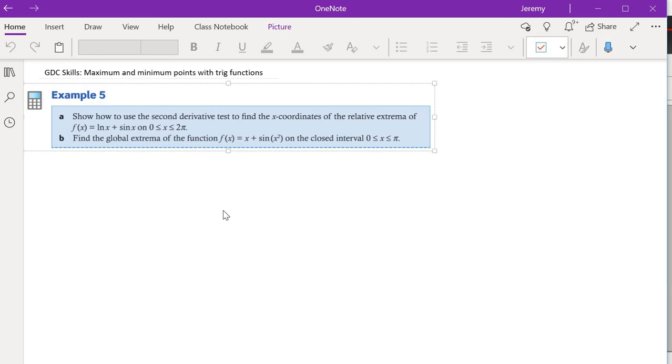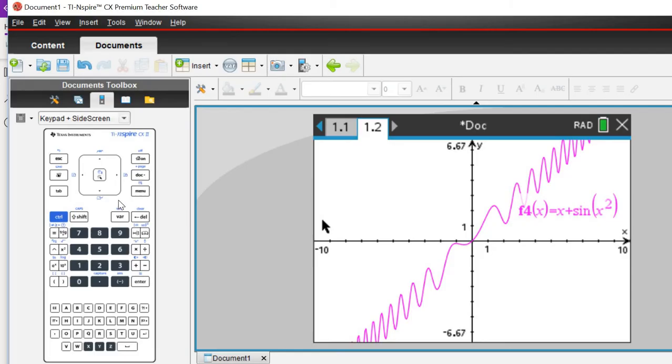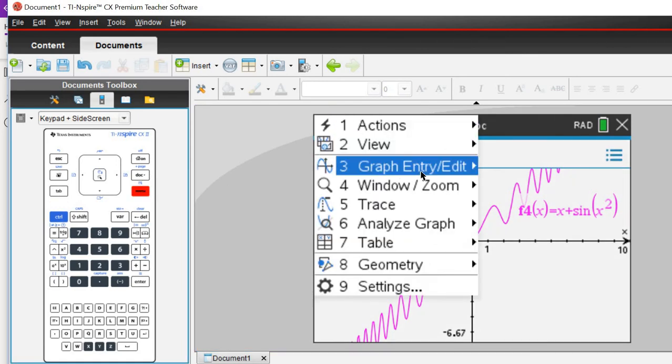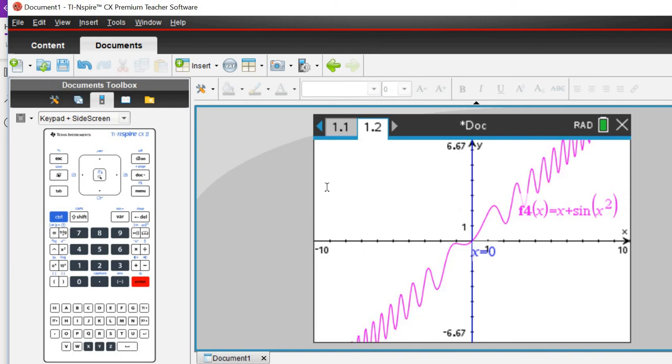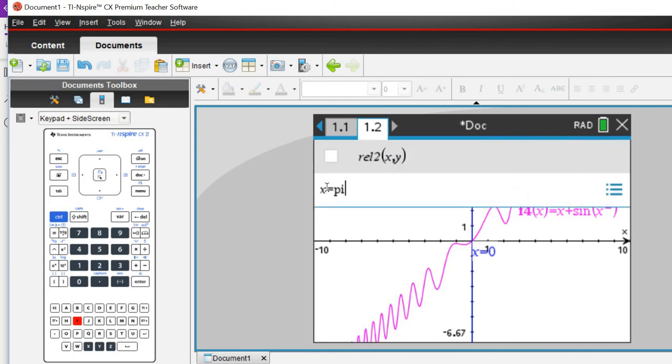Global extreme points are for the whole function. So the most maximum point, the most minimum point. So we are looking at 0 to pi. So what I would do here is add in a relation. So go menu, graph entry, edit, relation. And I'd go x equals 0, and I would also go x equals pi.